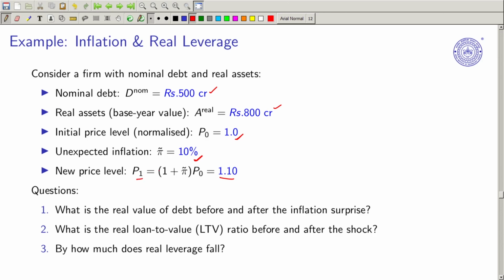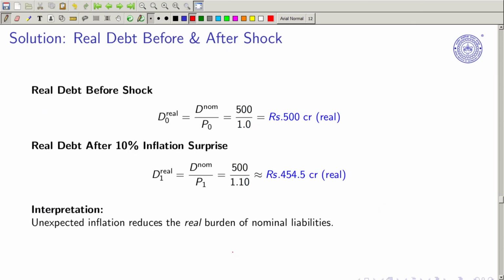So unexpected inflation is this. Now the question is, what is the real value of debt before and after the inflation surprise? What is the real loan to value ratio before and after the shock? By how much does the real leverage fall? So real debt before shock is 500 upon 1. Now the price has gone up, so you can see it is only 454.5, right. So this means that your real debt value comes down, because you have the price increasing. But if the price is lower, your real debt value will go up.